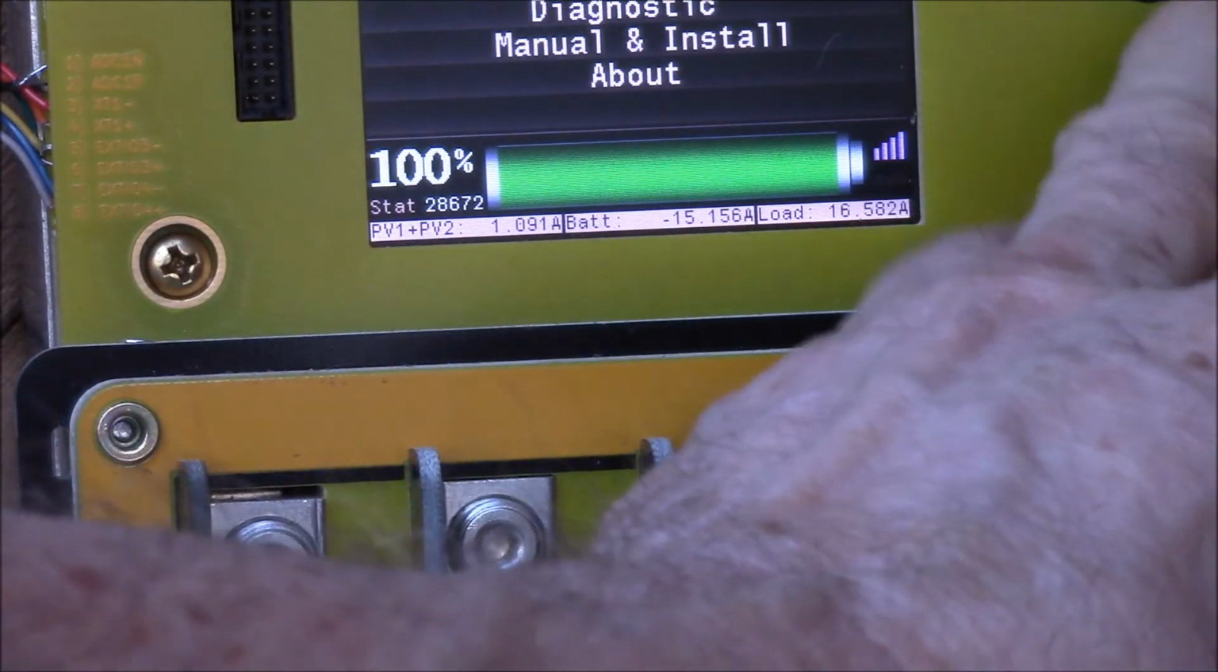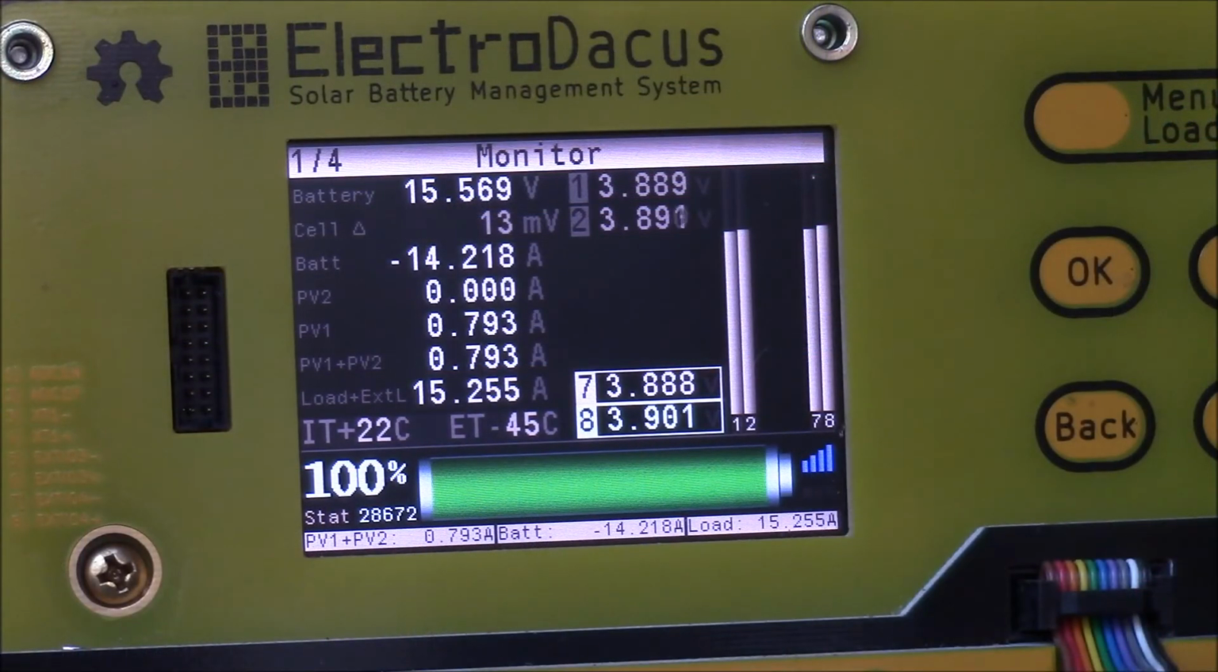And let's see, we'll go back to monitoring. But yeah, that's the parameters I have set up.